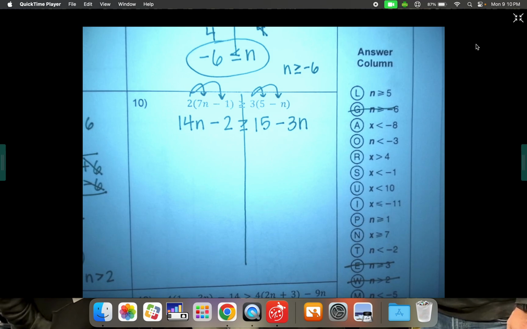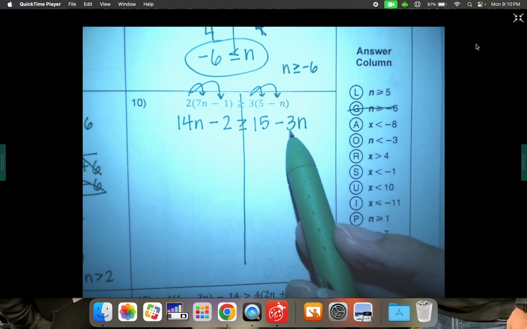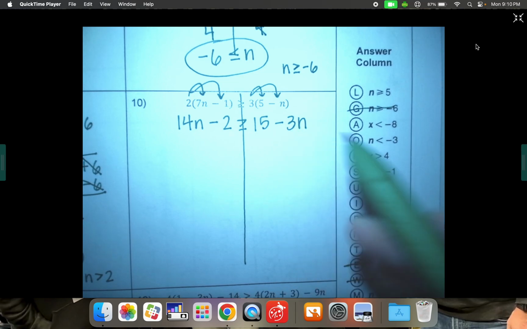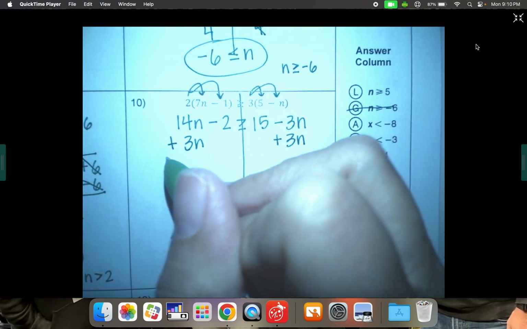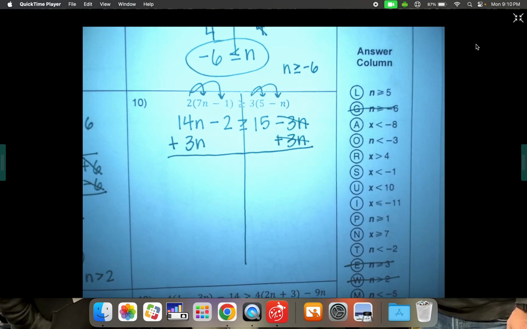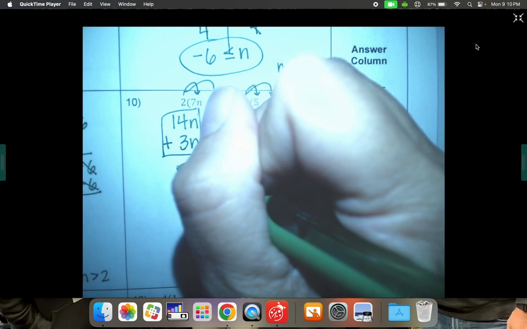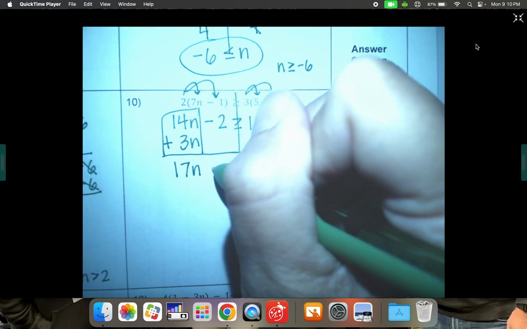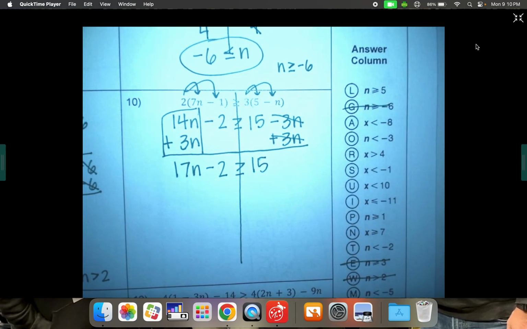All right, I'm going to move a variable. I'm either going to subtract 14n or add 3n. You know I like to get rid of negatives, so I'm going to add 3n on both sides. You could totally have subtracted 14n though, if that's what you want to do. Those cancel out. 14n plus 3n is 17n. Bring down your minus 2 and your symbol and your 15.